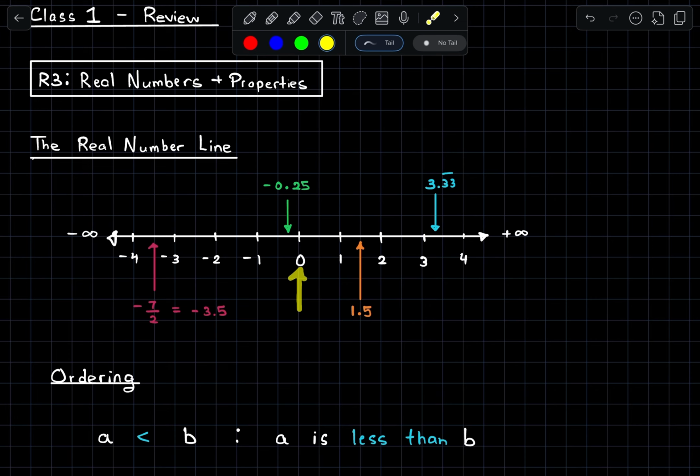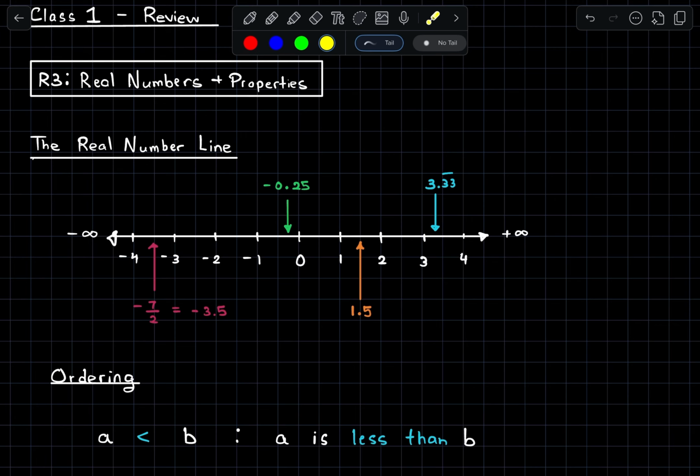We've got 0 here in the center, positives to the right, and negative values to the left. Now these number lines, they don't have any endpoints. On the right, we're going to go off forever and approach positive infinity. The numbers are just going to keep getting larger. On the left side, the numbers are going to keep getting smaller, and we're going to be approaching negative infinity.